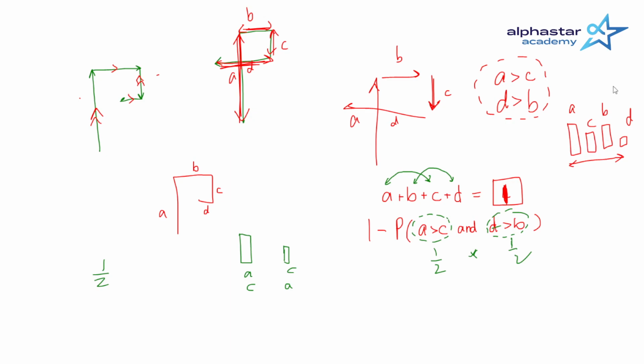You can list them out. Since only relative magnitude matters, we can just think about them as rearranging 1, 2, 3, 4. And again, these events of A greater than C and D greater than B are independent. So you should really just see that the answer is 1 minus 1/2 times 1/2, or 3/4. So that is our answer.